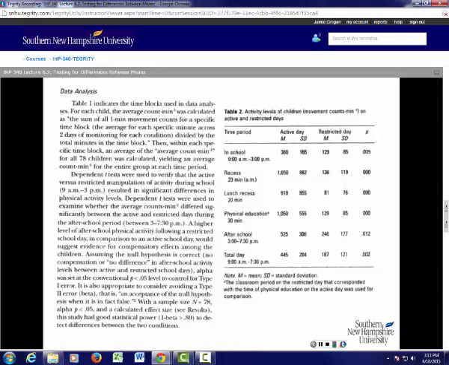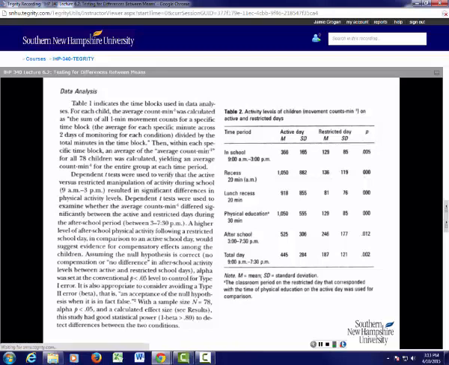You can also just go down the line and look at each of these other time points. During recess, during lunch, and during physical education, you'll see the p-value is very, very small, a bunch of zeros. Actually, if you carried out those digits of the p-values, you would see a very small decimal, but they just don't carry it out. So the p-value is very small, meaning there is a statistically significant difference between the active and the restricted day in movement counts for recess, lunch recess, and physical education.